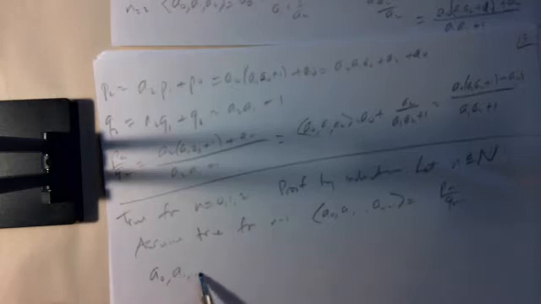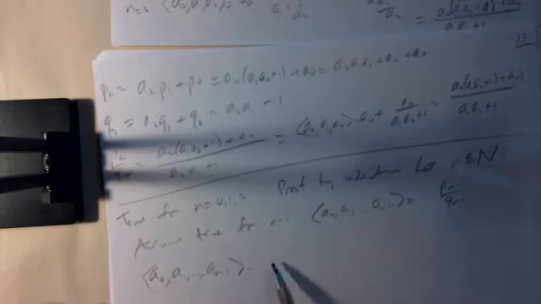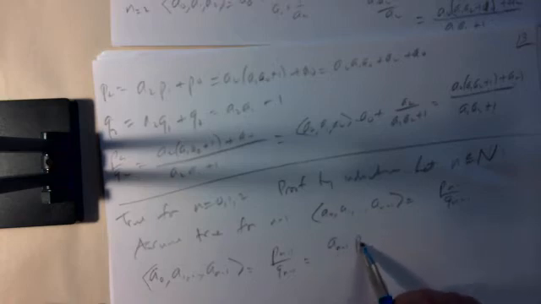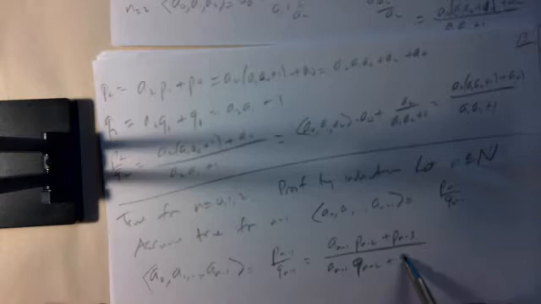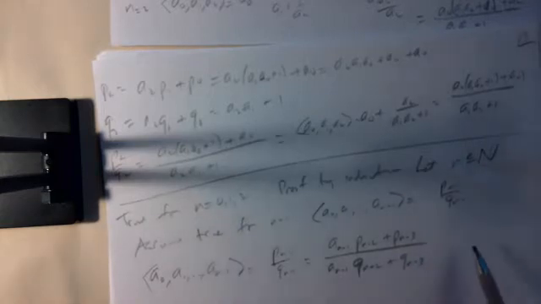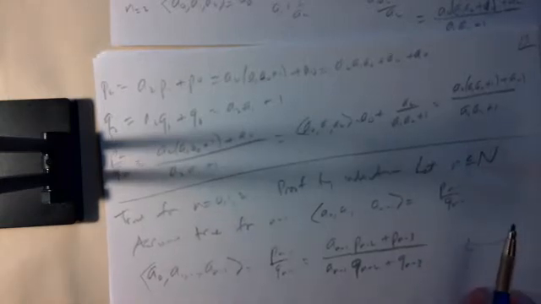So let's write this out exactly. This continued fraction a0, a1 up to a sub n minus 1, that's Pn minus 1 over Qn minus 1. This is a sub n minus 1, Pn minus 2 plus Pn minus 3 over a n minus 1, Qn minus 2 plus Qn minus 3. So that's exactly our assertion for n minus 1.